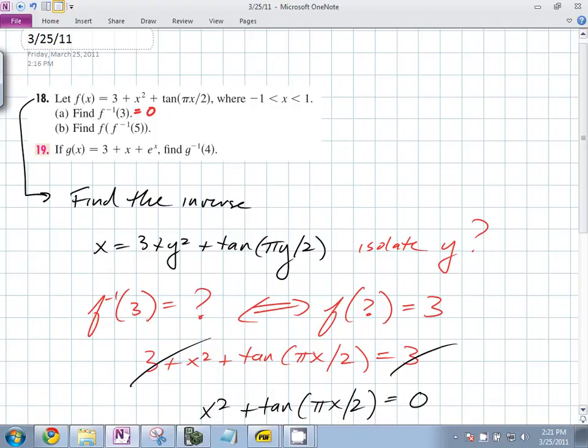Okay, so if we want to solve the next one, f of f inverse of 5, do we actually have to do any math? Not especially. Why? You can think of it as canceling. They undo each other. So what's it actually equal? That's the short answer, and that's totally logicked out.